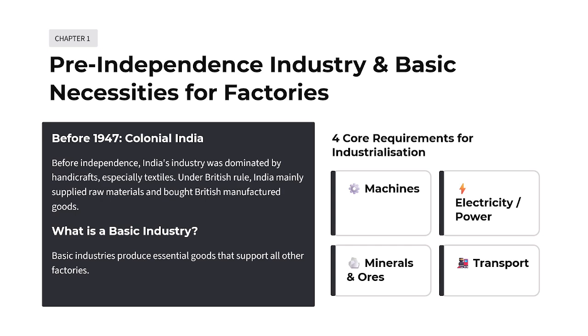There are four core requirements for industrialization. In order to have industry, we need machinery, electricity or power, minerals and ores, and transport system or logistics. So these are the four requirements for any industry.